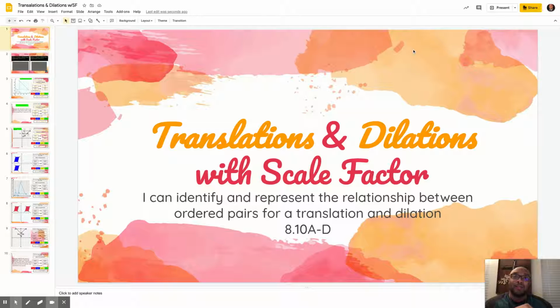Translations and dilations with scale factor. I can identify and represent the relationship between ordered pairs for a translation and dilation.